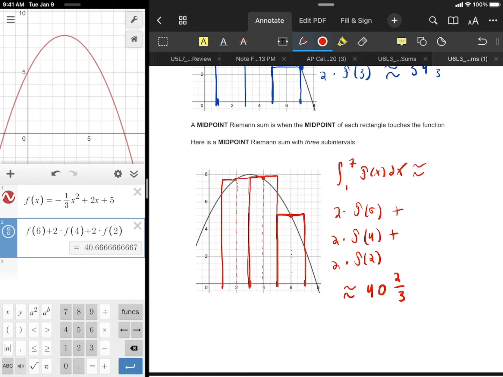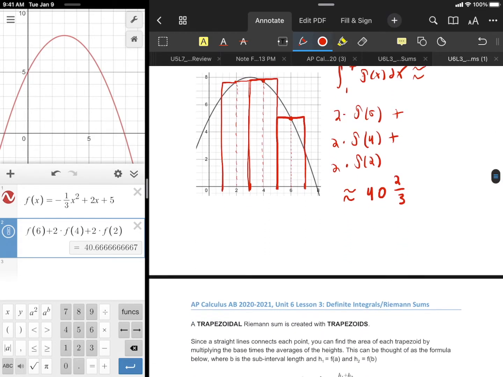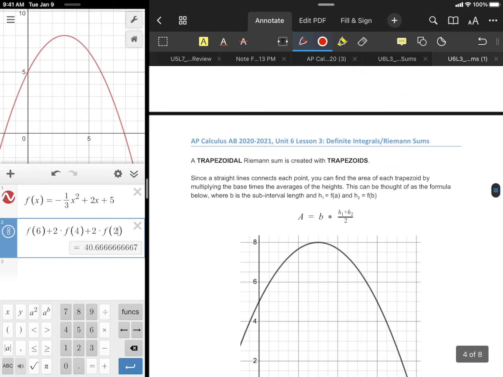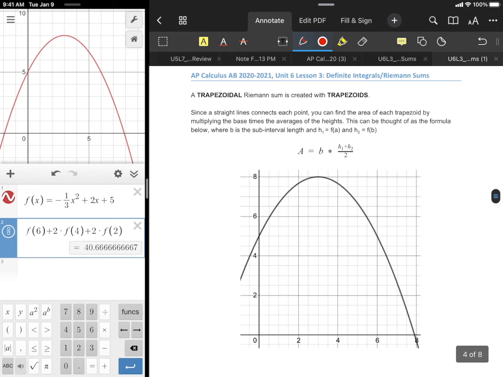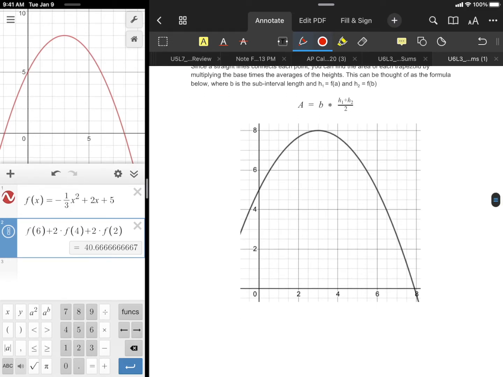Okay, the last type of subinterval that we're going to have for today is known as a trapezoidal. And the way that a trapezoidal Riemann sum works is we're going to try to do even better than this by making little trapezoids inside of our function. And so let's say we wanted to, one more time, approximate from 1 to 7 the definite integral of this function using a trapezoidal sum.